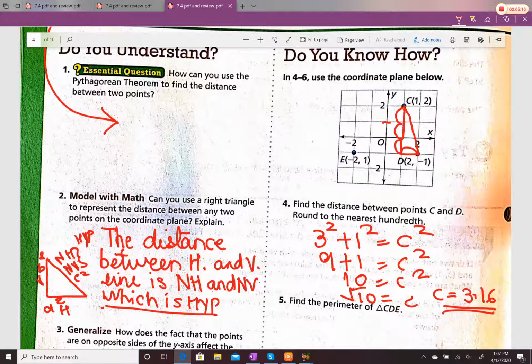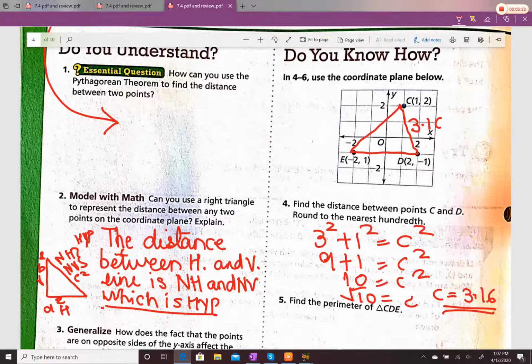Now they are asking me the perimeter of CDE. So again, as I told you, I need to work on the same triangle. So I'm going to erase this part that I did before. The second question, I need to make something different. So they are asking me the perimeter of CDE. So CD is this. I already know this is 3.16.